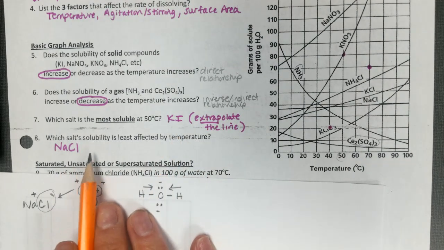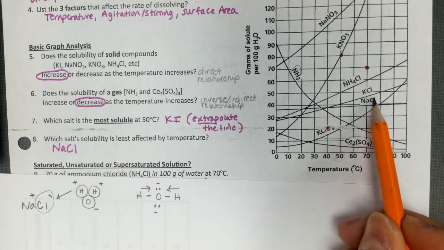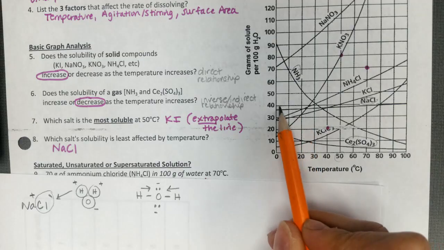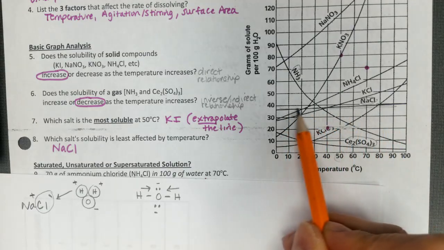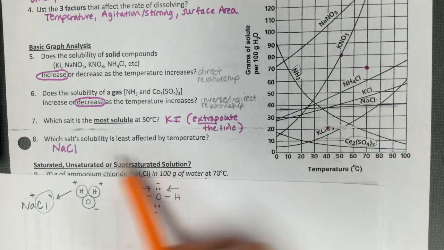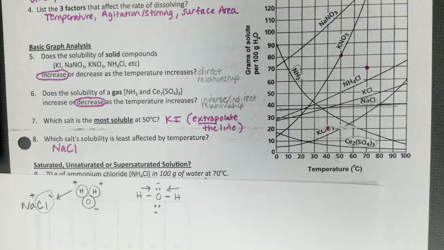Now, which salt solubility is the least affected by temperature? Sodium chloride over here is pretty flat. It's not changing really at all. So that would be least affected by temperature.